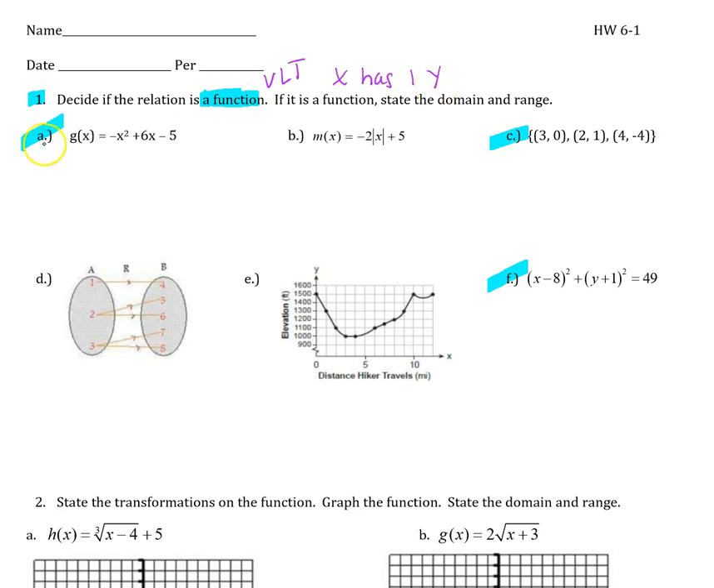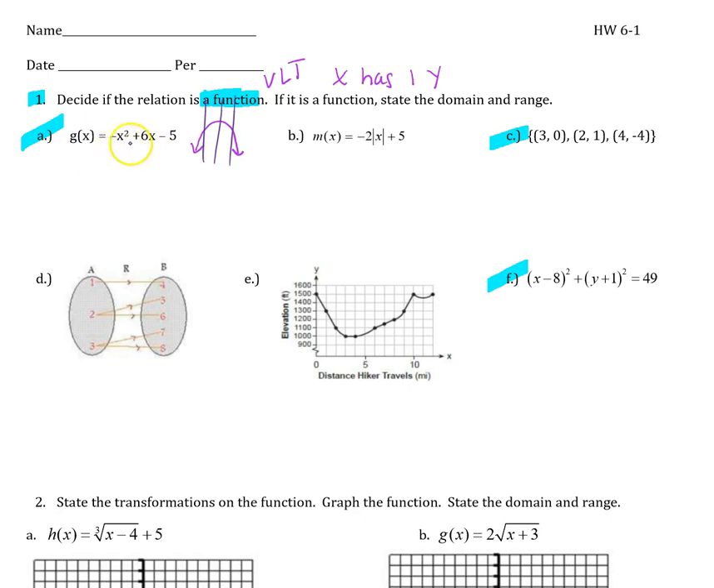So when we look at A, we should say, well, this is an x squared, so it's going to be a parabola. A parabola is a function, and this is going to be a sad face parabola because the leading coefficient is negative. So it would look something like that. And this would, in fact, pass the vertical line test. No matter where I draw a vertical line, it's only going to hit the parabola once.